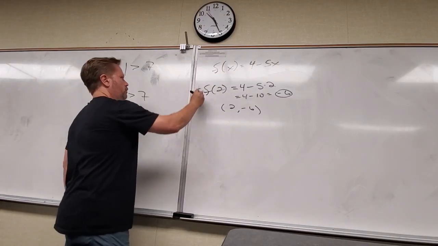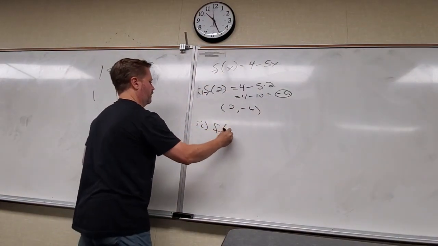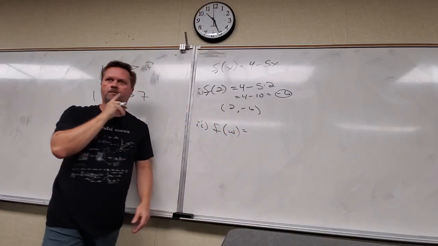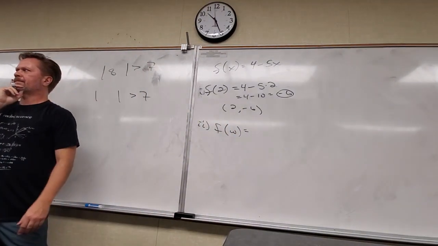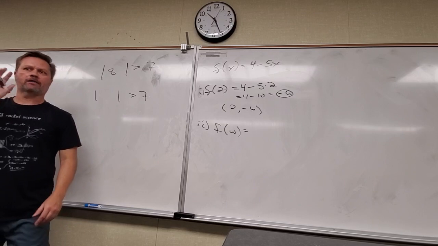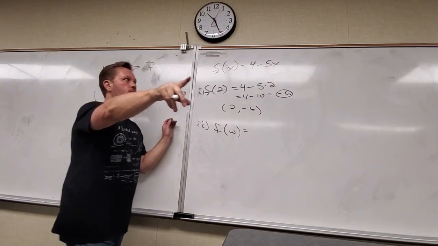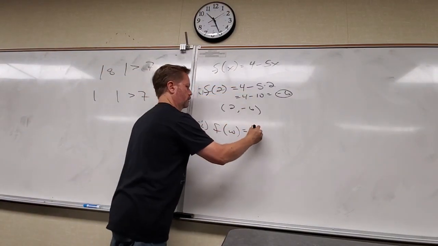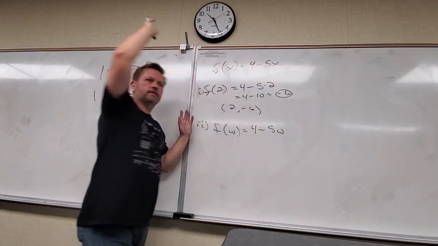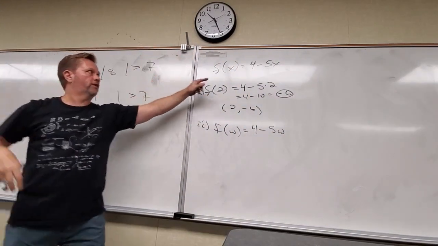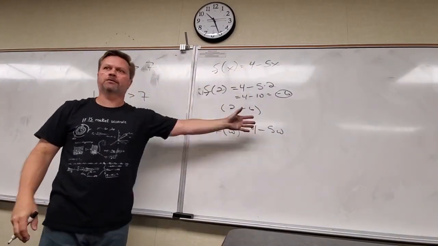Okay, let me push this a little bit. What is f of w? Math is very single-minded. It's 4 minus 5 times w. That's all f does. Whatever you put there, I'm going to put it over there. That's what I'm going to do.